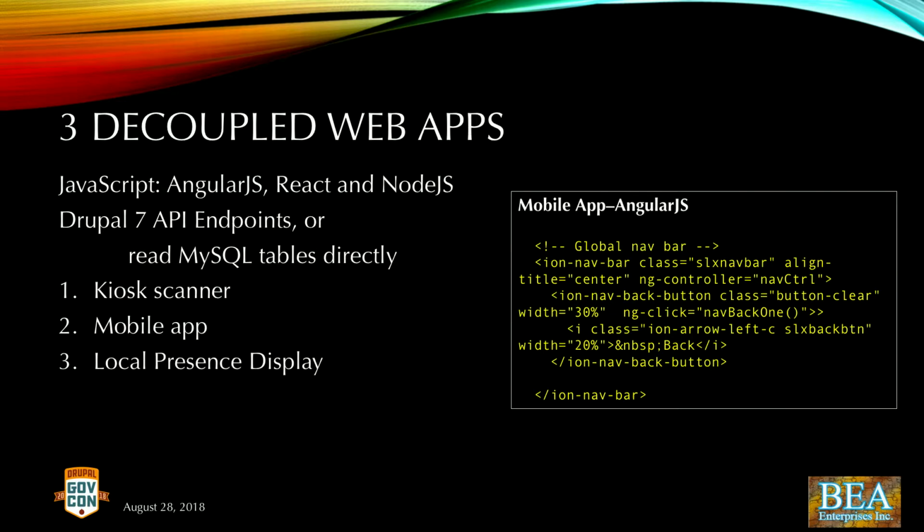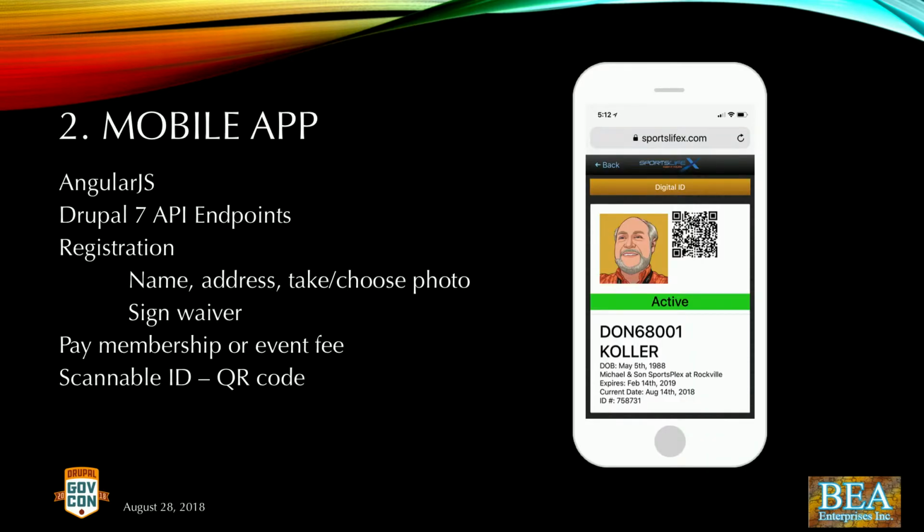And I'll talk about that again in a second. Then we have something we call the local presence display. Imagine a TV set that just says, here's everybody in the class, and here's who's here, and here's who's not. And it's up on the board, not only for the instructor, but everybody can see that. And this particular application was required.